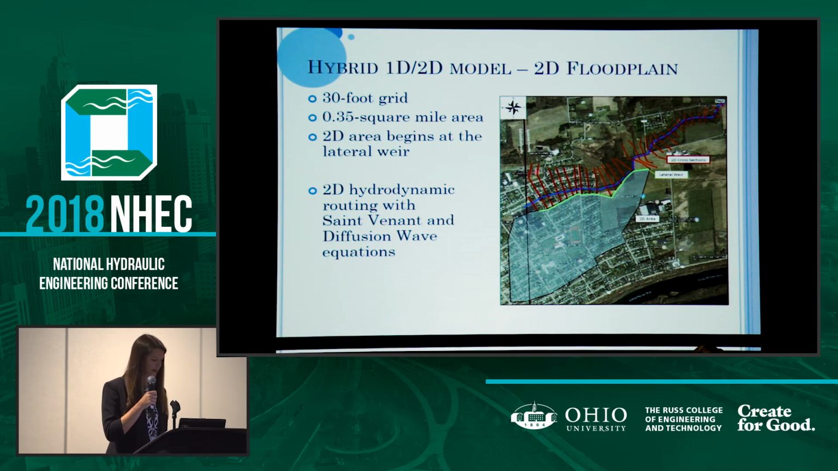On the other side of the lateral weir, we connected a 2D floodplain using a 30-foot grid resolution in HEC-RAS 5.0. The 2D grid covers an area of about a third of a square mile and consists of most of this developed area in Luzerne County. HEC-RAS version 5.0 performs 2D routing with Saint-Venant and diffusion wave equations.